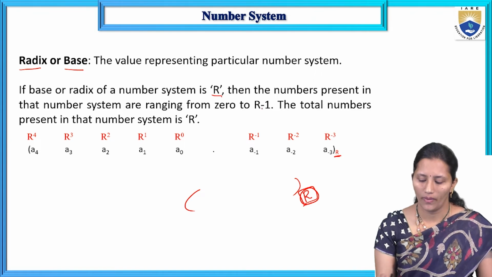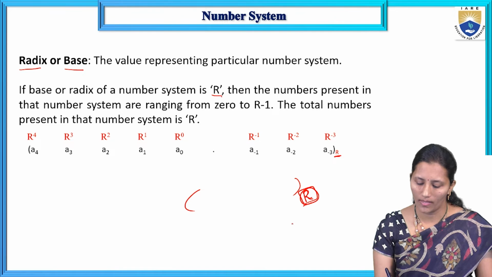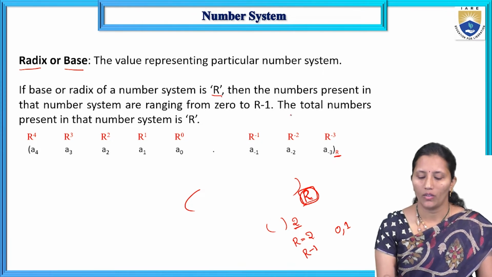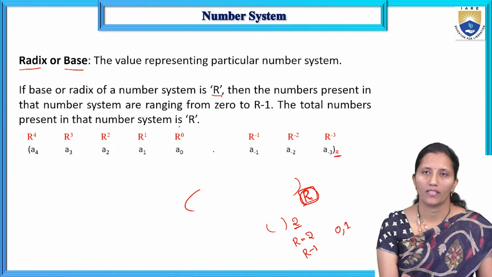If the radix is R, for example base 2, a binary number, the radix is 2. In a number system with radix R, we get only R minus 1 as the largest digit. So in binary the numbers are represented by either 0 or 1 only. I will explain this. The total number of digits present in the number system is R.